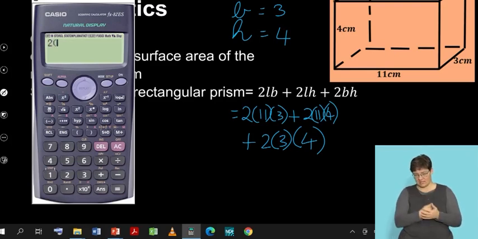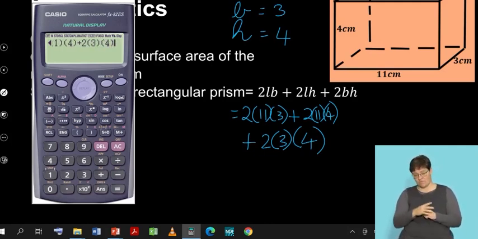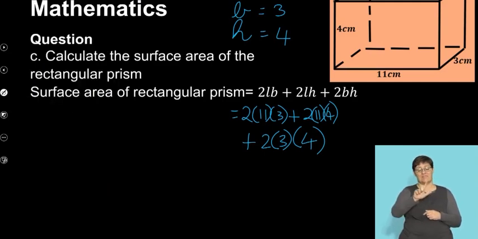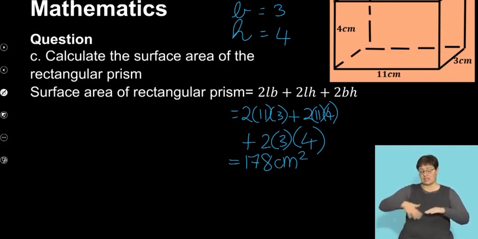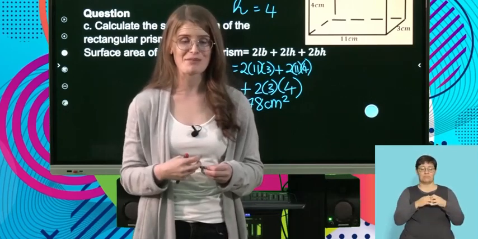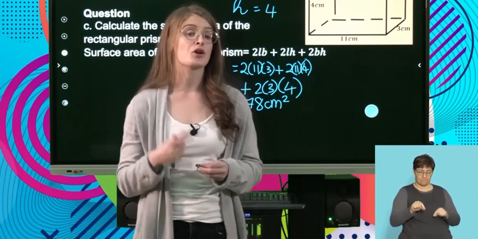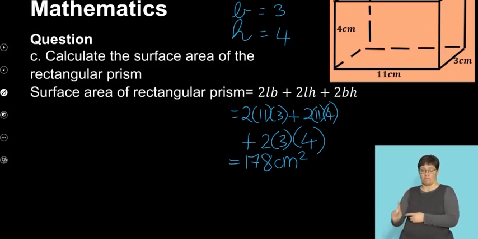Now I'm going to plug it all into my calculator just so I can get a final answer. So it's going to be 2 times 11 times 3 plus 2 times 11 times 4 plus 2 times 3 times 4. So my surface area is 178 centimeters squared. Just a reminder, because it is the surface area and it's adding the area of the 6 surfaces that make up the rectangular prism, the units are squared. It's only cubed for volume. Let's go to the next part of the question.